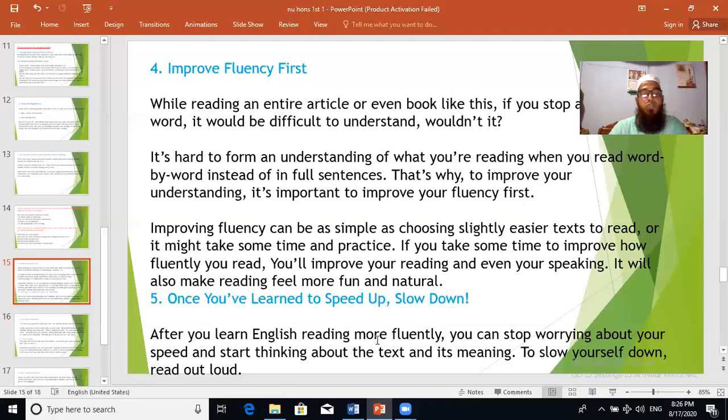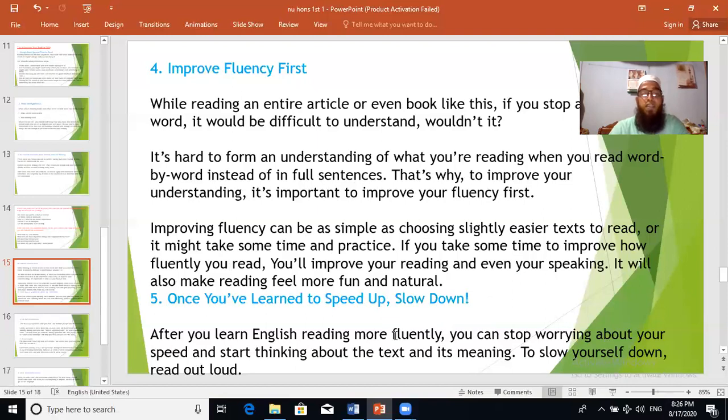After you learn English reading more fluently, you can stop worrying about your speed because you have already gained your fluency. Now you start thinking about the text and its meaning. So you see, when you have got your fluency, then you have to think about the content or meaning of the text. How can you read? To slow yourself down, read out aloud. So this is one technique.